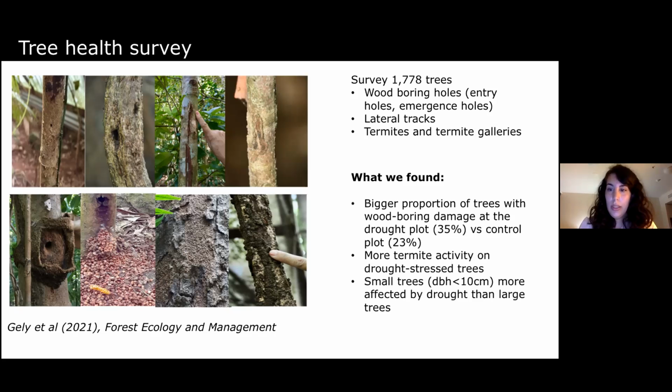And what I did find was a bigger proportion of wood boring damage on the drought plot compared to the control plot. There was also more termite activity. And again, the small trees seem to be more affected by drought than the large trees. So actually there was no significant differences for the bigger trees in terms of wood boring damage. But for the small trees, so less than 10 centimeter DBH, there were a lot more trees that were attacked by wood borers.